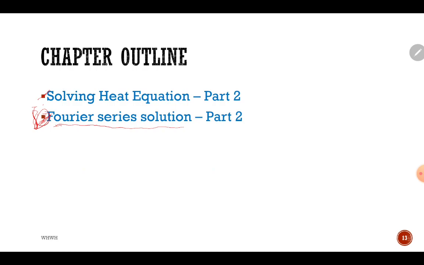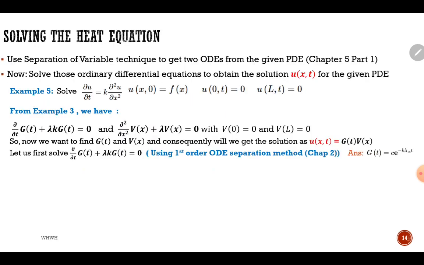Alright, so what I have just summarized is that we have done the separation of variables technique to get two ODEs with one variable boundary condition. That's what was covered in chapter 5 part 1. So now we are going to solve those ordinary differential equations to obtain the solution for u(x,t). I'm not going to repeat all the steps again, just refer to example 3.